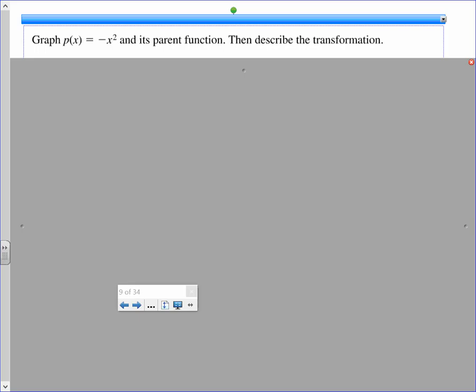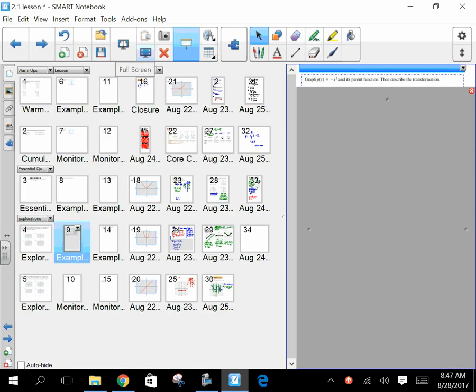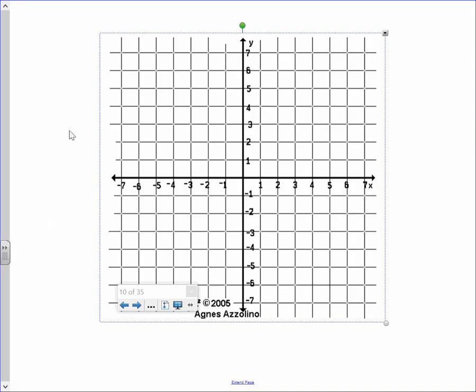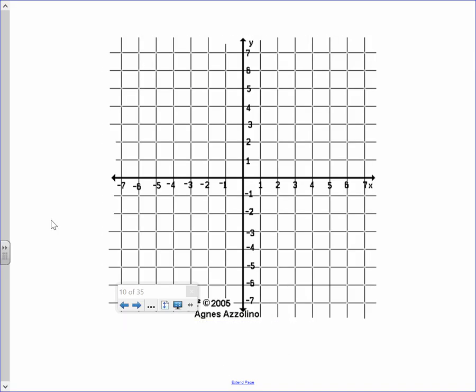Graph negative x squared and its parent function, then describe the transformation. Graph p of x equals negative x squared and its parent function, then describe the transformation. I'm going to write that down. So what I'm going to do, they're saying graph p of x equals negative x squared.